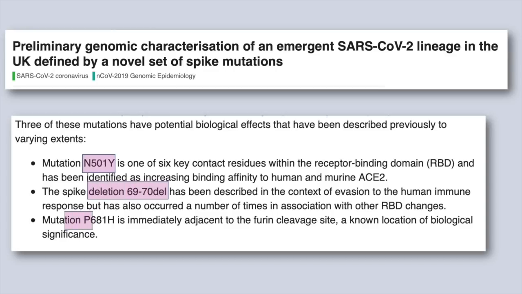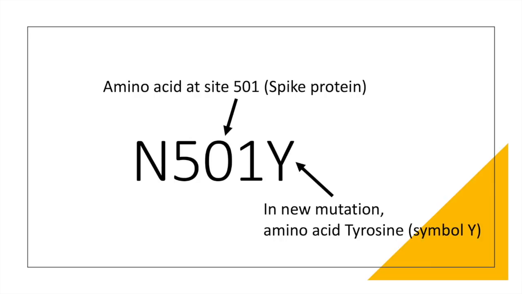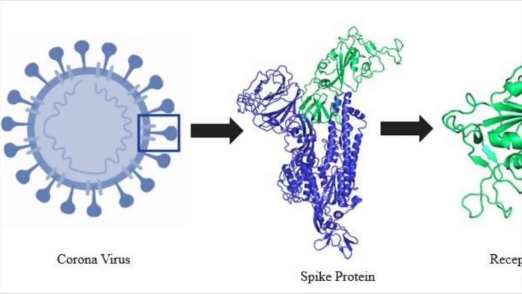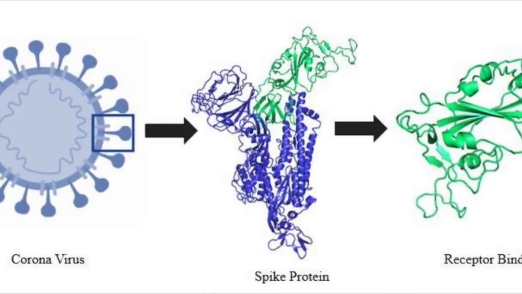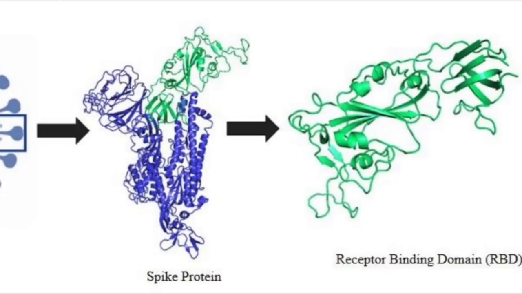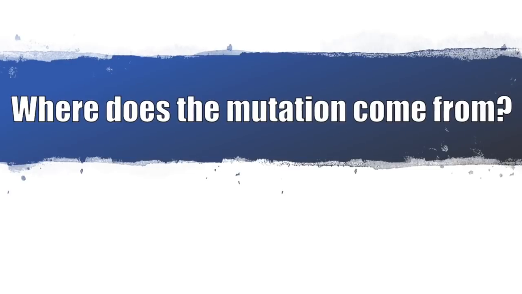Probably the most interesting mutation in the B117 lineage is called N501Y. The name N501Y means that the mutation has caused the amino acid at site 501 to become tyrosine, symbol Y, whereas earlier versions of the virus had the amino acid asparagine, or symbol N. Because this amino acid is part of what is called the receptor binding domain, or RBD, the N501Y mutation could affect how readily the virus gets into human cells. More on that later. So where did this mutation come from?